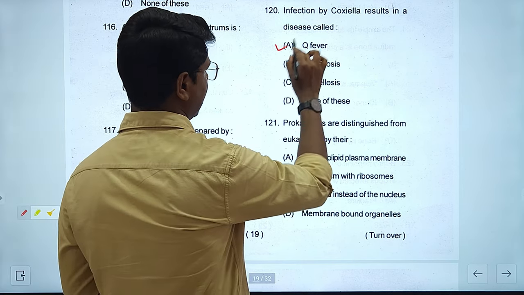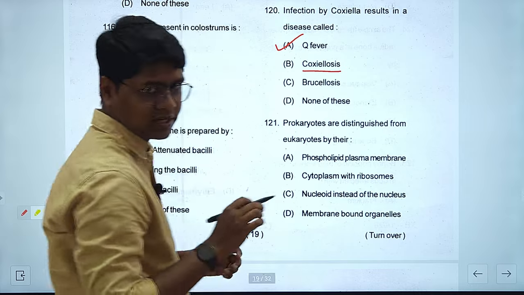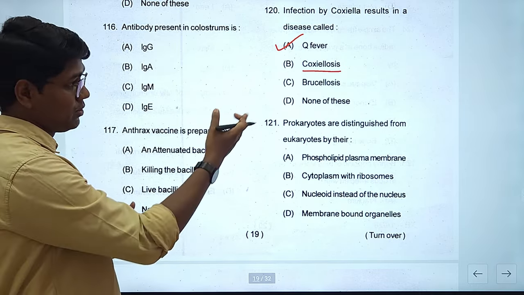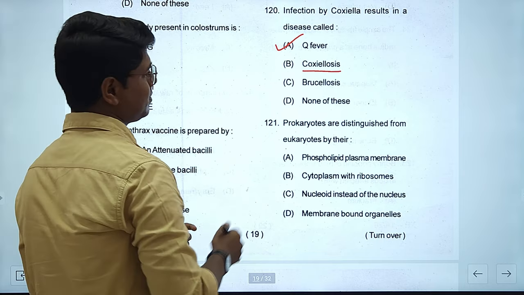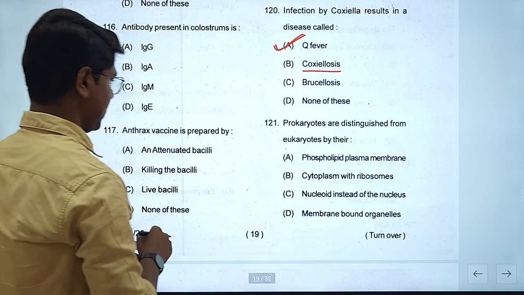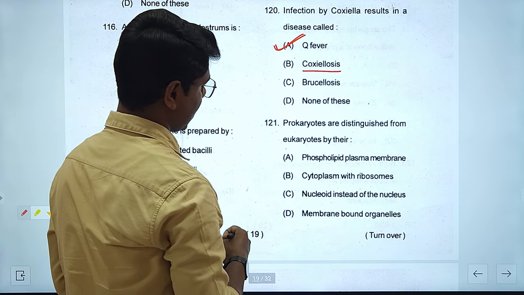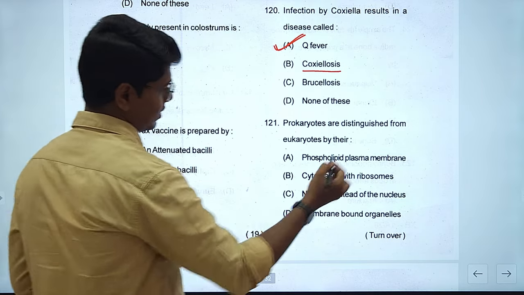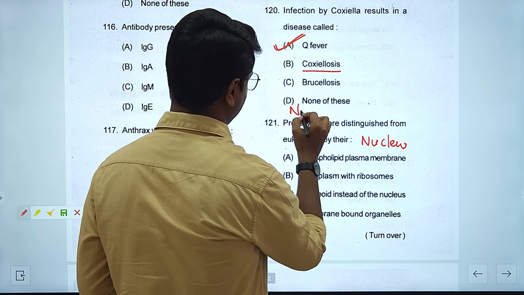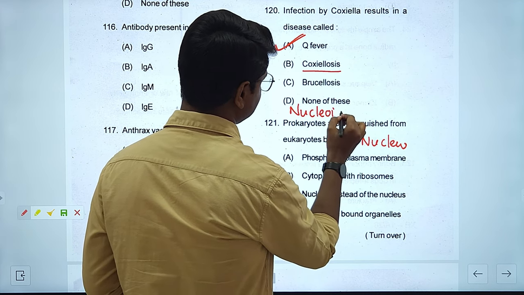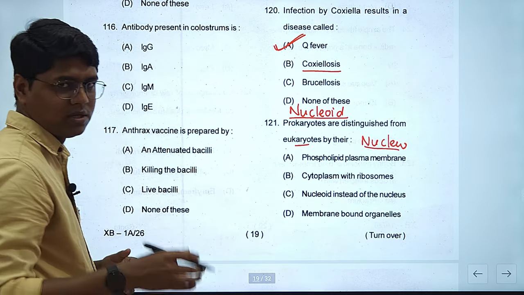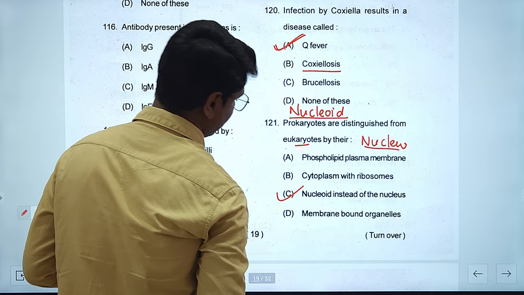Next question 120, infection by Coxiella results in a disease called Q fever to be very accurate, but coxiellosis is also correct. Any disease having osis means disease caused by that organism, like Brucella, brucellosis. Both answers are correct, but in your key it is written Q fever, which is more accurate than coxiellosis. Prokaryotes are distinguished from eukaryotes by their nucleus. The prokaryotes will have a nucleoid, meaning naked genetic material, while the eukaryotes will have a membrane bound nucleus.